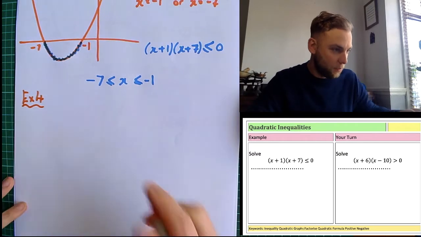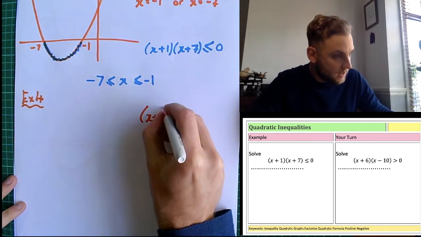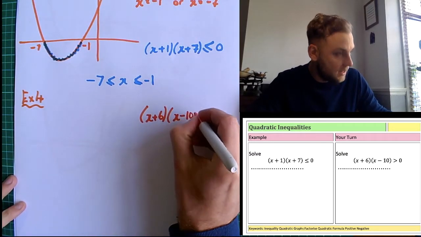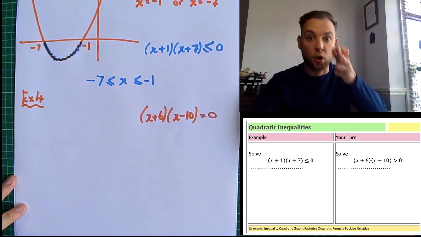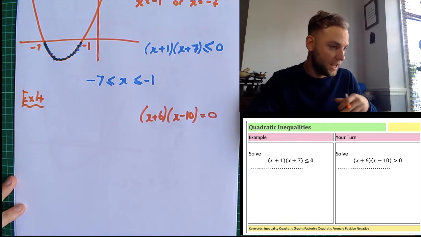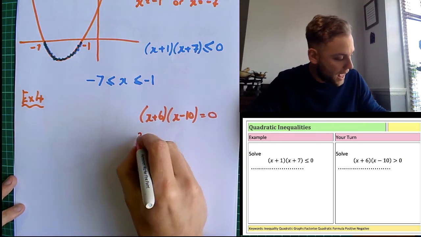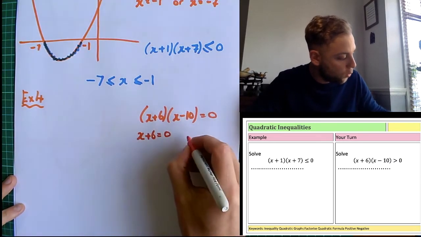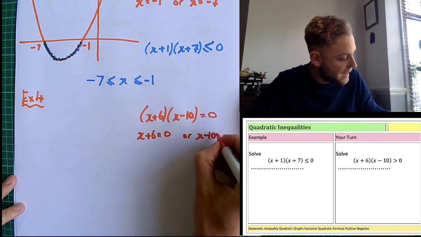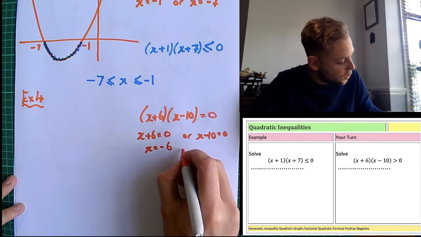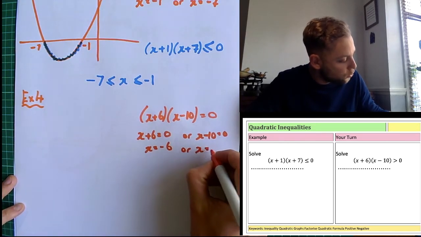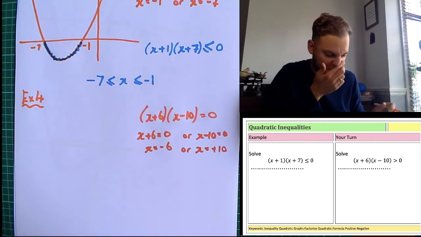So with this one here, we've got x plus 6, x minus 10, and we're looking for it greater than 0. I'm going to make it equal to 0 for now so I can solve it and see where it's cutting with my U shape. So when x plus 6 is equal to 0 or x minus 10 is equal to 0, x is equal to -6 or x is equal to positive 10 in this case, taking it onto the other side.